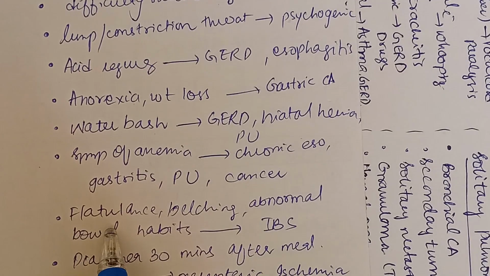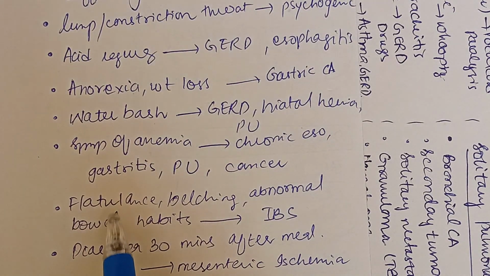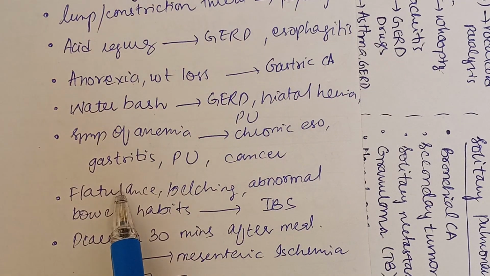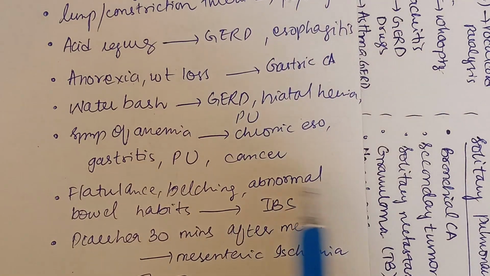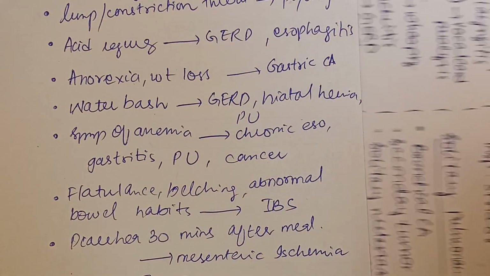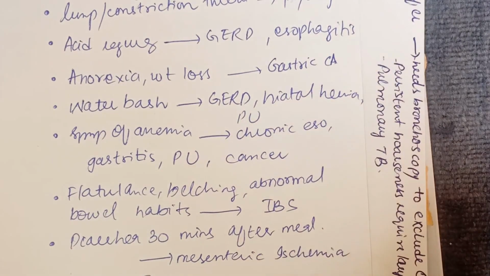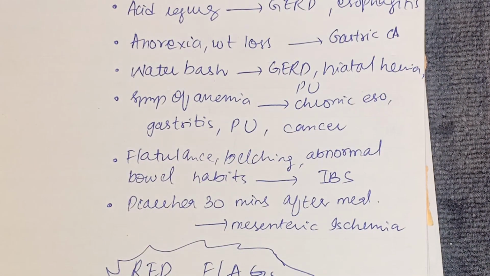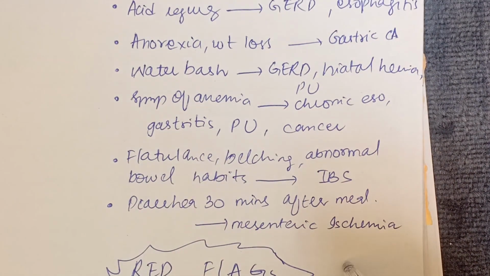If the patient also has flatulence, which is excessive wind in the stomach, in the GIT tract, there's belching and abnormal bowel habits. These can come under IBS, irritable bowel syndrome. And if the patient is also having diarrhea 30 minutes after the meal, it can be mesenteric ischemia.